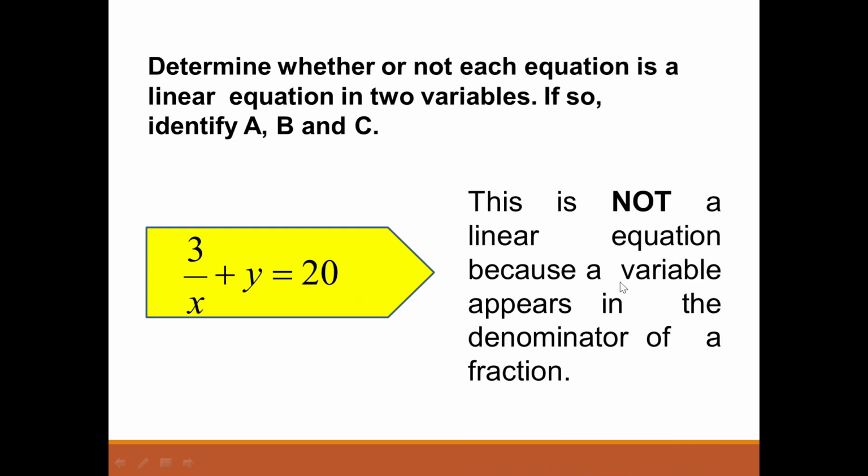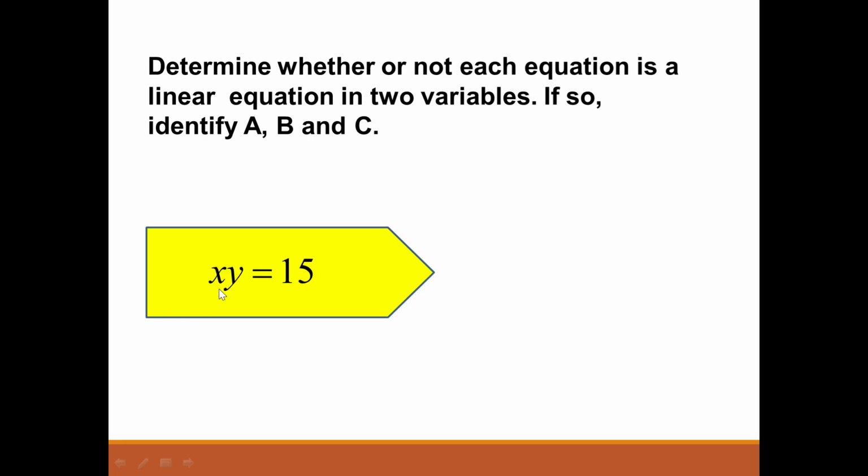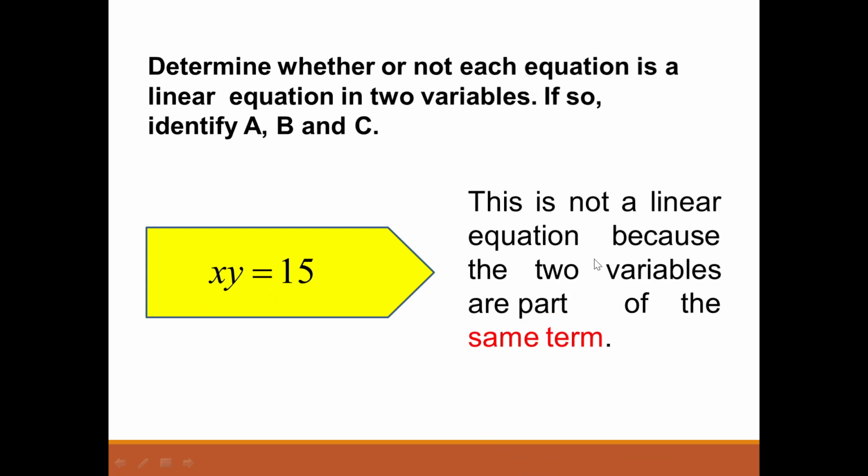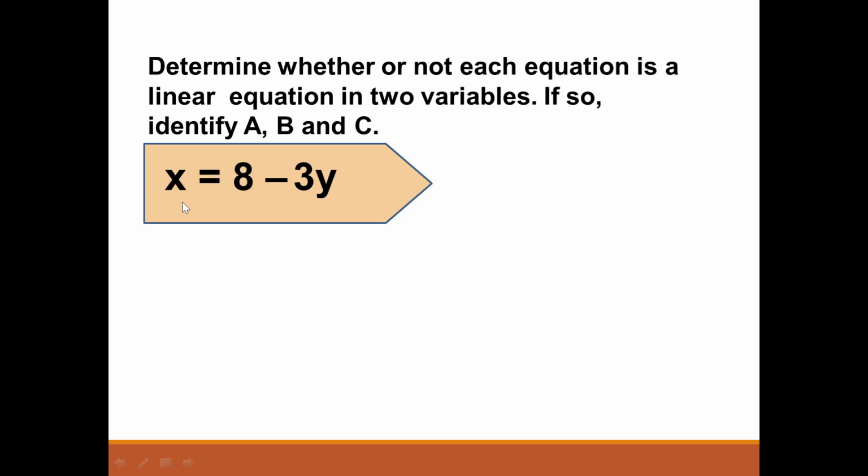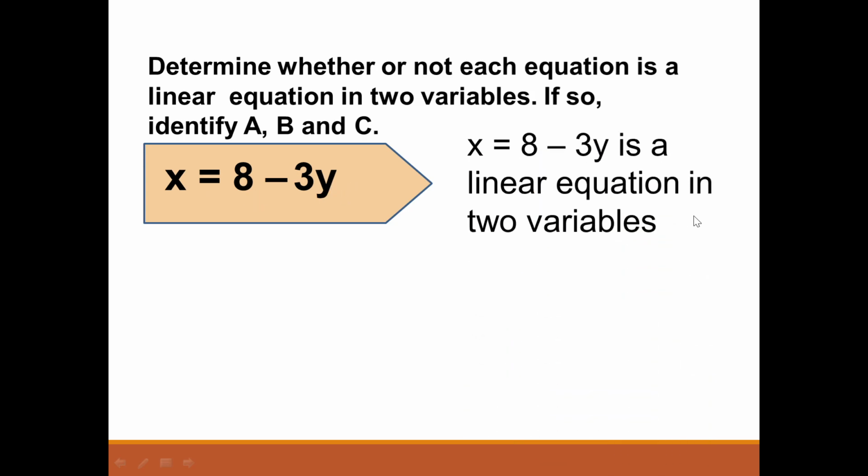Another example, 3 over x plus y equals 20. This is not a linear equation because a variable appears in the denominator of a fraction. Ito, nasa denominator siya. Next, xy equals 15. This is again not a linear equation because the two variables are part of the same term. So, one term lang po siya. This is a product, x times y.